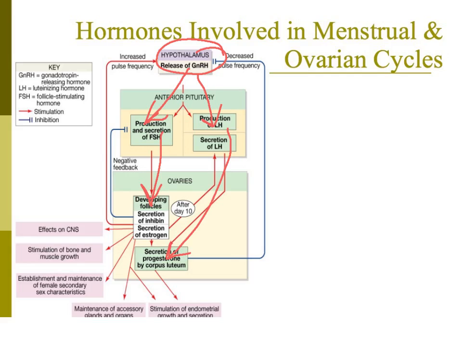You'll also notice that estrogen is involved with a significant number of things. It affects the central nervous system, it stimulates bone and muscle growth, it's responsible for the female secondary sex characteristics, it's going to maintain accessory glands and organs, such as the mammary glands. And it will help with the stimulation of endometrial growth and secretion. It helps to maintain that uterus. The progesterone that's being released, its primary function is to stimulate endometrial growth, and it allows for that uterus to remain in place throughout the pregnancy.